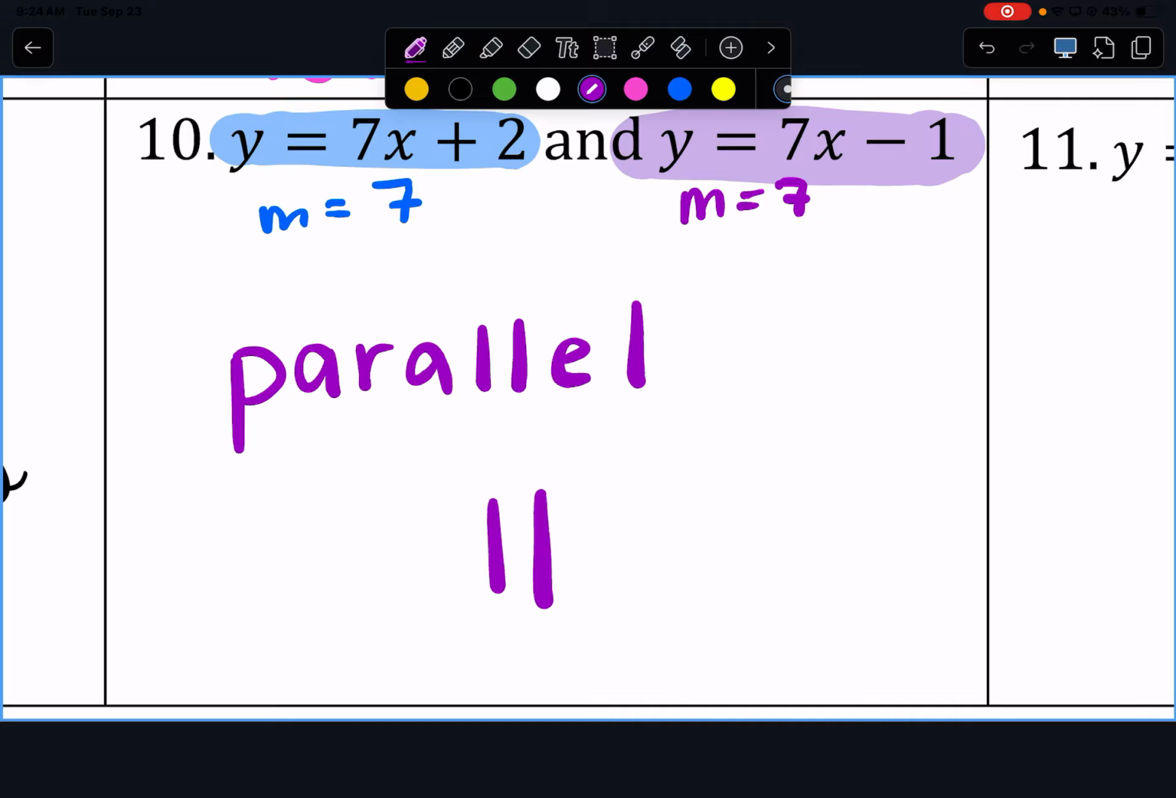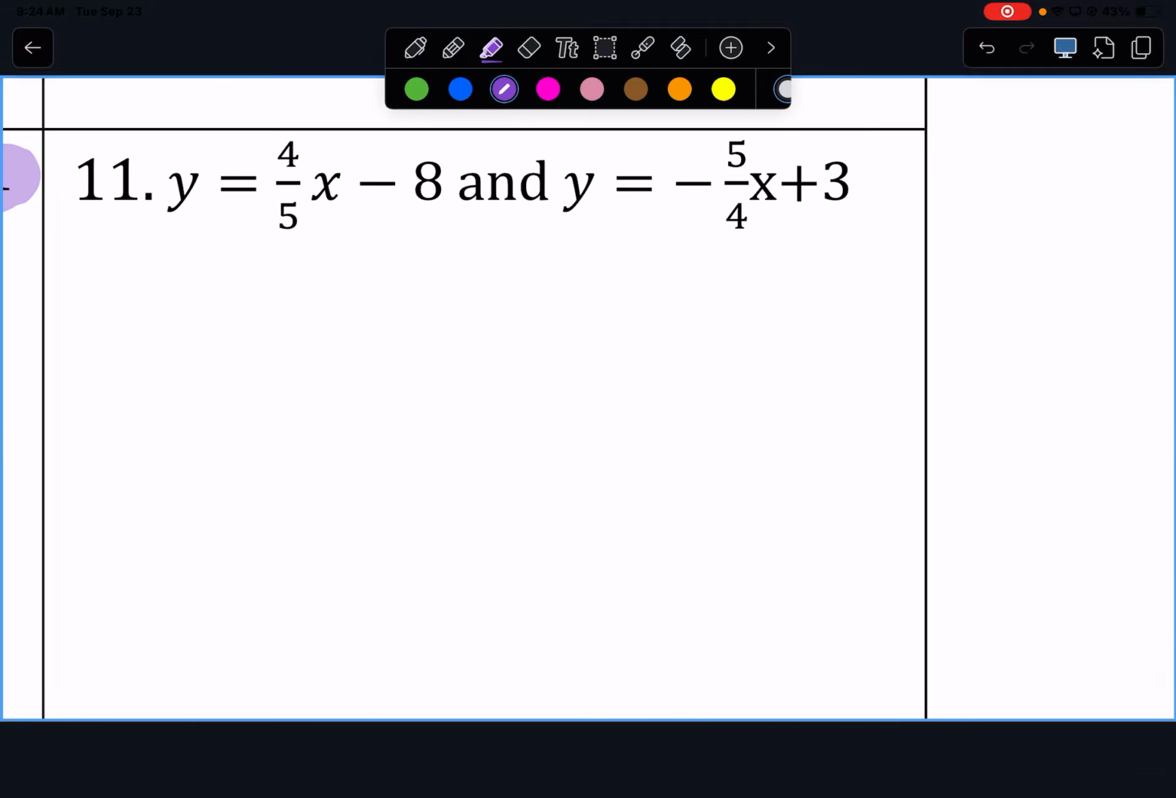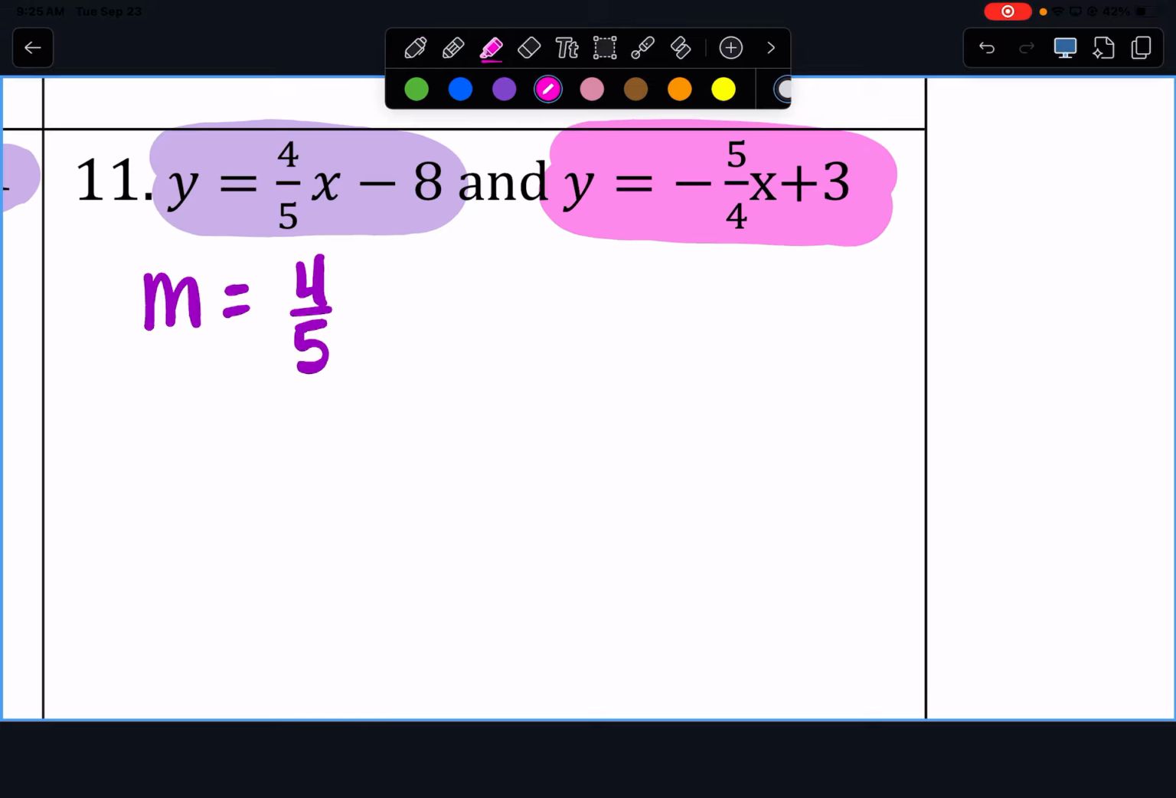Okay, now for question 11. Is this first line in slope-intercept form? What is its slope? 4/5. Okay, is the second line in slope-intercept form? Its slope is negative 5/4. They are perpendicular.